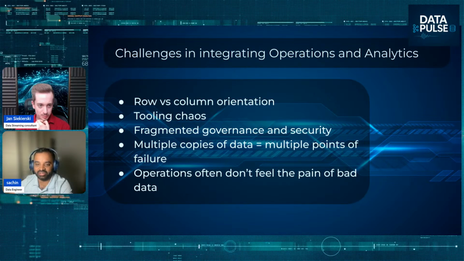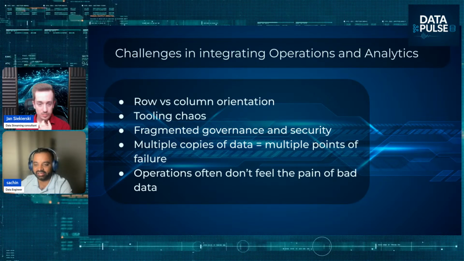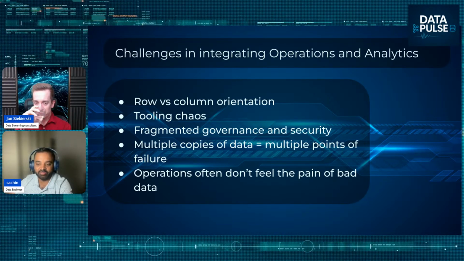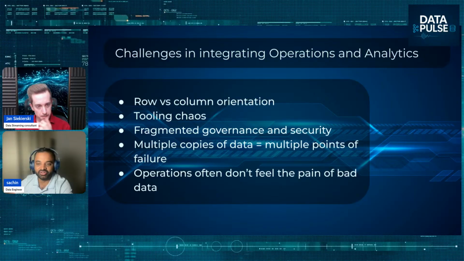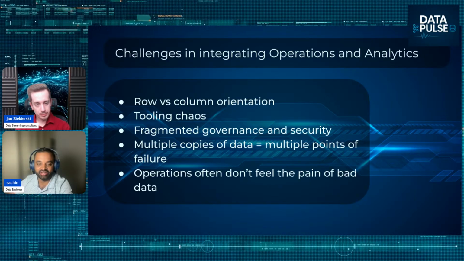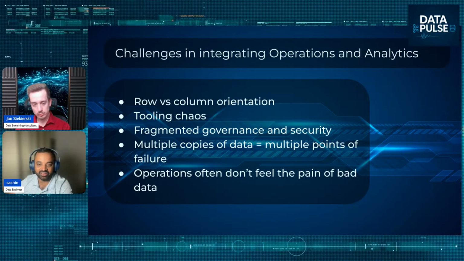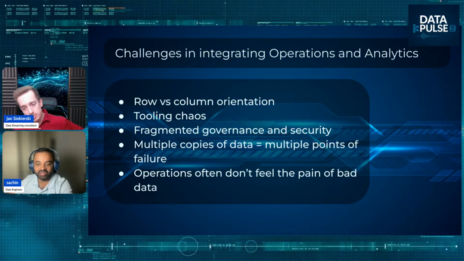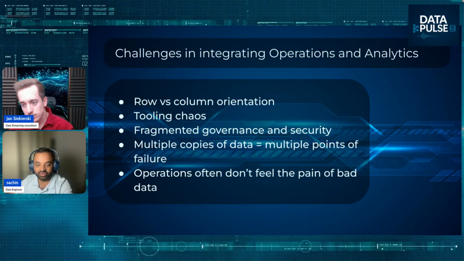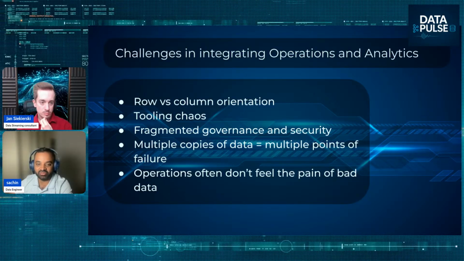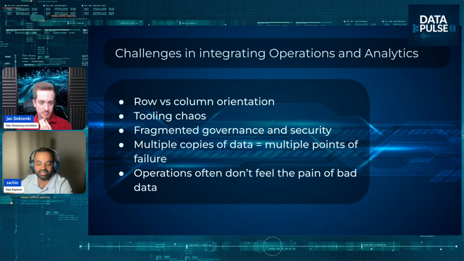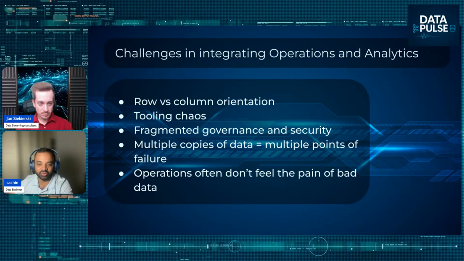Just to add, maybe an analogy to that: different traffic lights have different rules. At some places at red you have to go, and at some places at red you have to stop, right? Fragmented governance is like that. So it's better to have that unified. And then again, multiple copies of data will equal multiple points of failure.